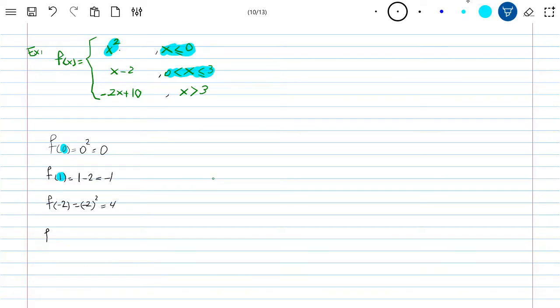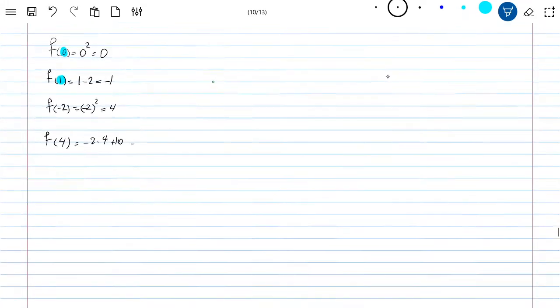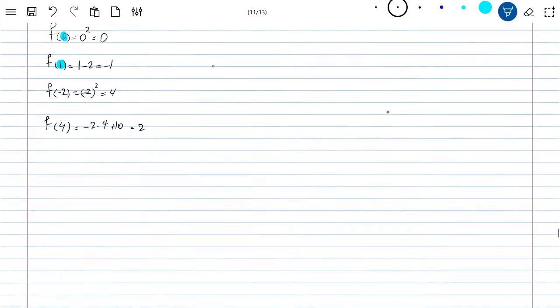So I'll get negative 2 squared, therefore it is 4. And f of maybe 4. What do you get for f of 4? 4 is not less than 0. 4 is not between 0 and 3. 4 is greater than 3. So what do I get? I use this equation, negative 2x plus 10. Replace x with 4. Negative 2 times 4 plus 10. And what does that simplify to? Negative 8 plus 10, positive 2.